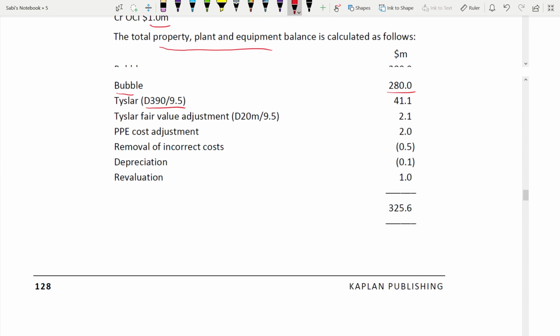Next, we have the fair value adjustment. Definitely, there was a fair value adjustment of 20 million dinar. This 20 million was in dinar. We have to take it into dollars, so divide by 9.5. Okay, add that, also related to building.